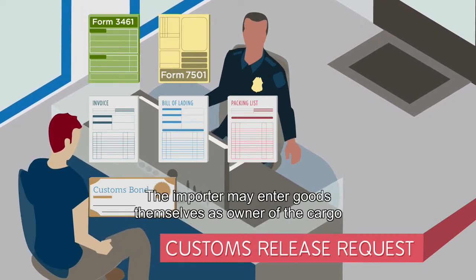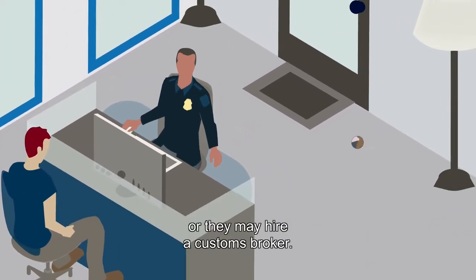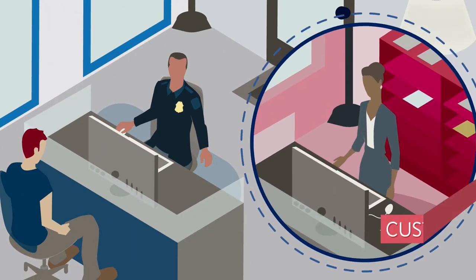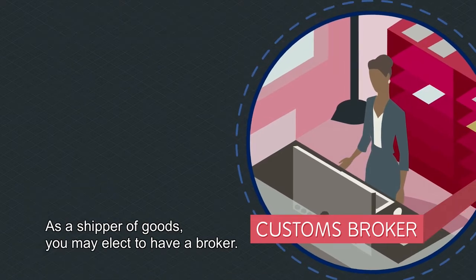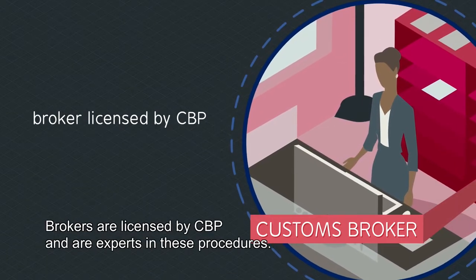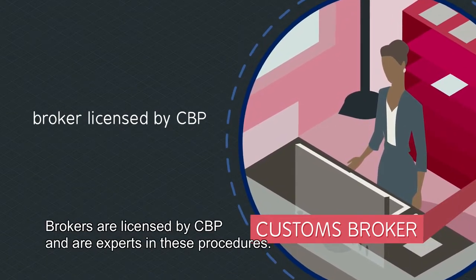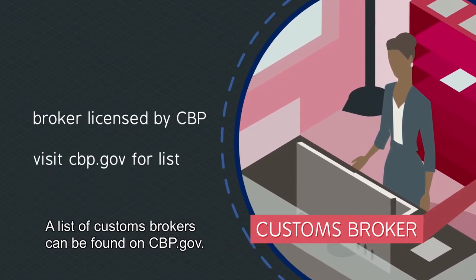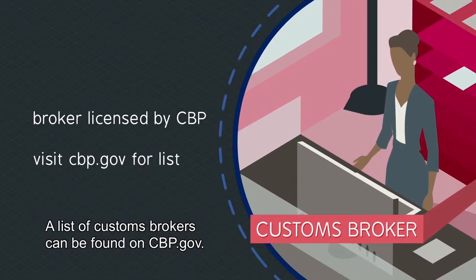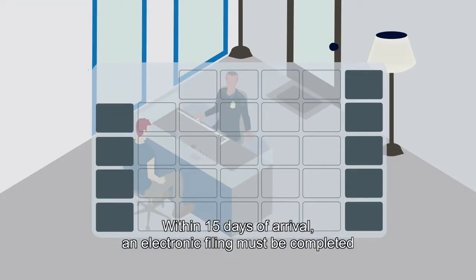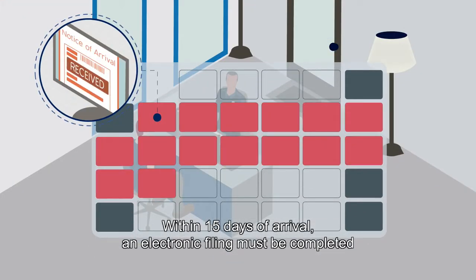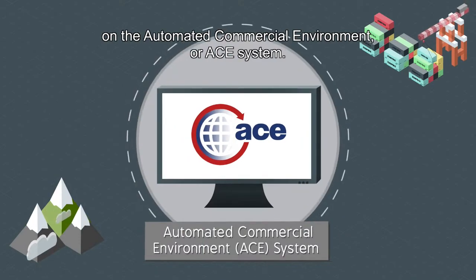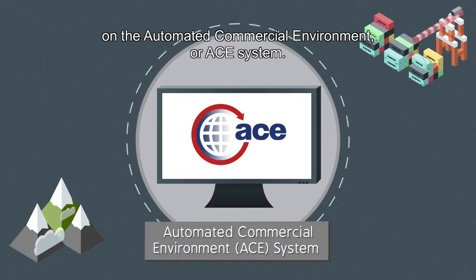The importer may enter goods themselves as owner of the cargo, or they may hire a customs broker. As a shipper of goods, you may elect to have a broker. Brokers are licensed by CBP and are experts in these procedures. A list of customs brokers can be found on cbp.gov. Within 15 days of arrival, an electronic filing must be completed on the Automated Commercial Environment, or ACE system.